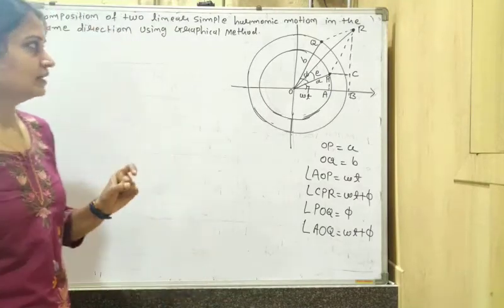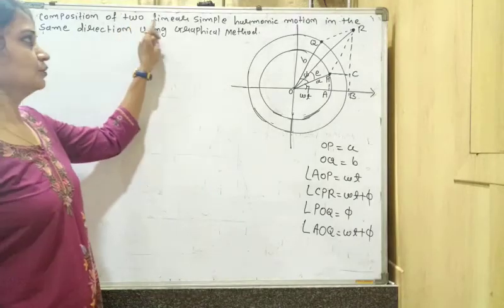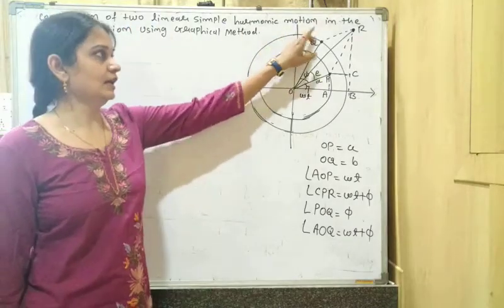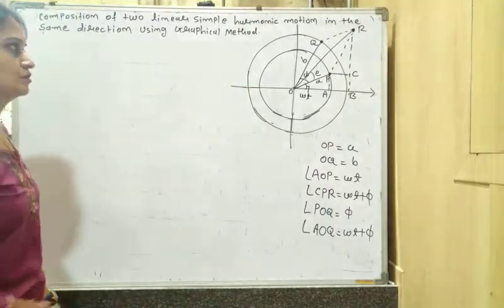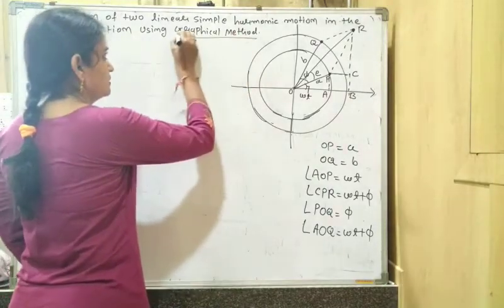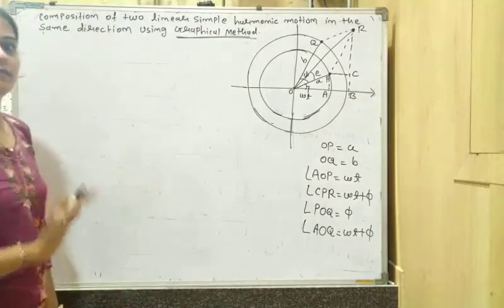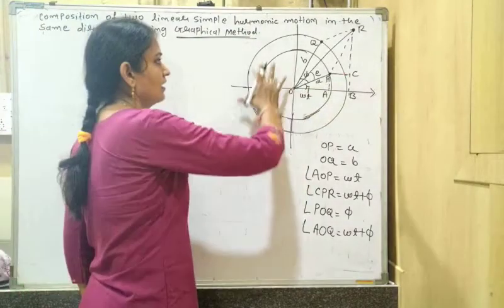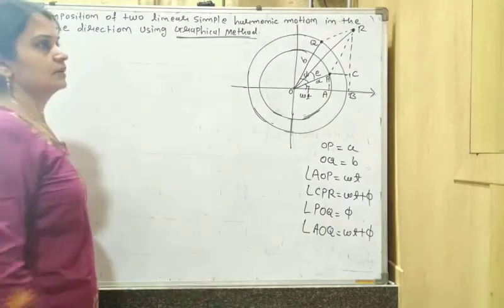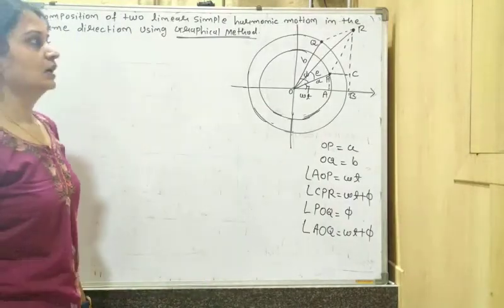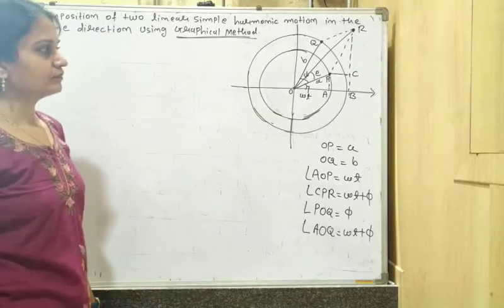But for that we have to consider two linear simple harmonic motions in the same direction using the graphical method. So focus on this point. It is a graphical method. With the help of graphical representation, we have to explain the motion of two particles in the same direction.